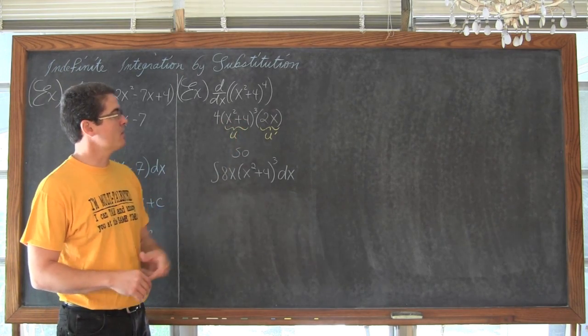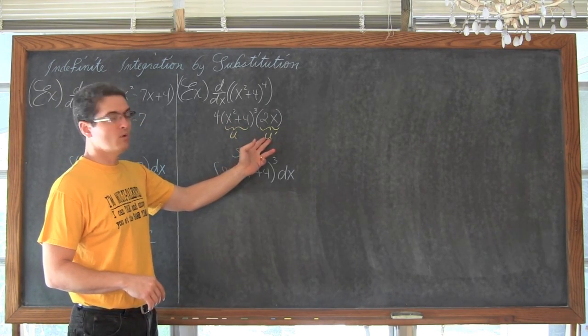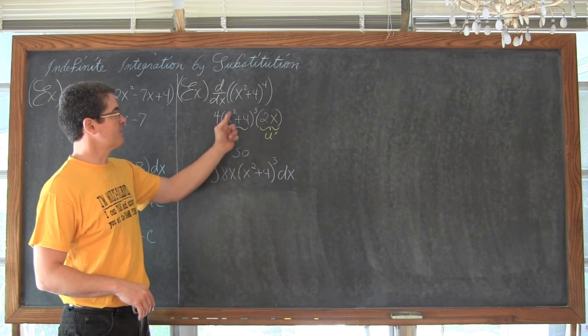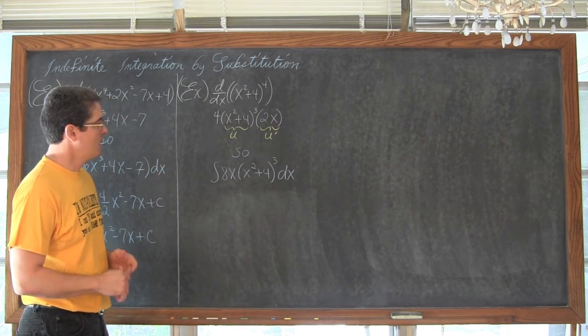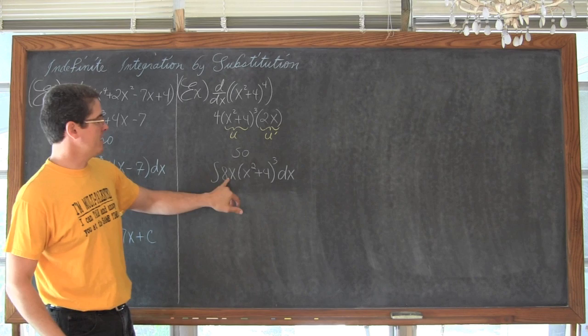So we have u as x squared plus 4, and the derivative of u, or u prime, is equal to 2x. That comes from the derivative of x squared. So if I do 4 times 2, I get 8.